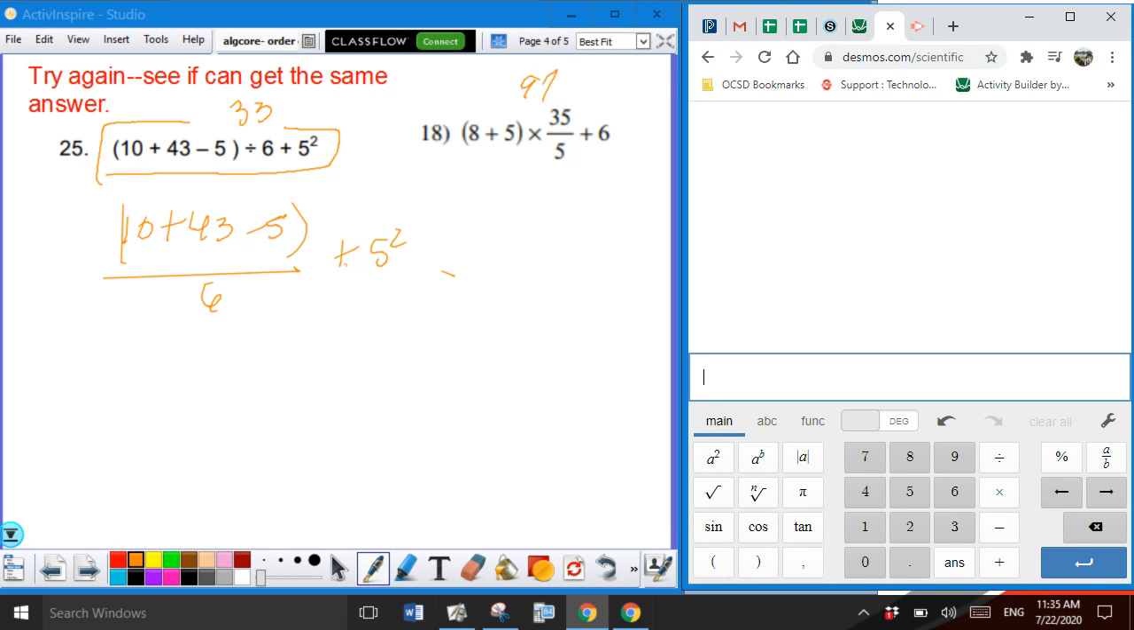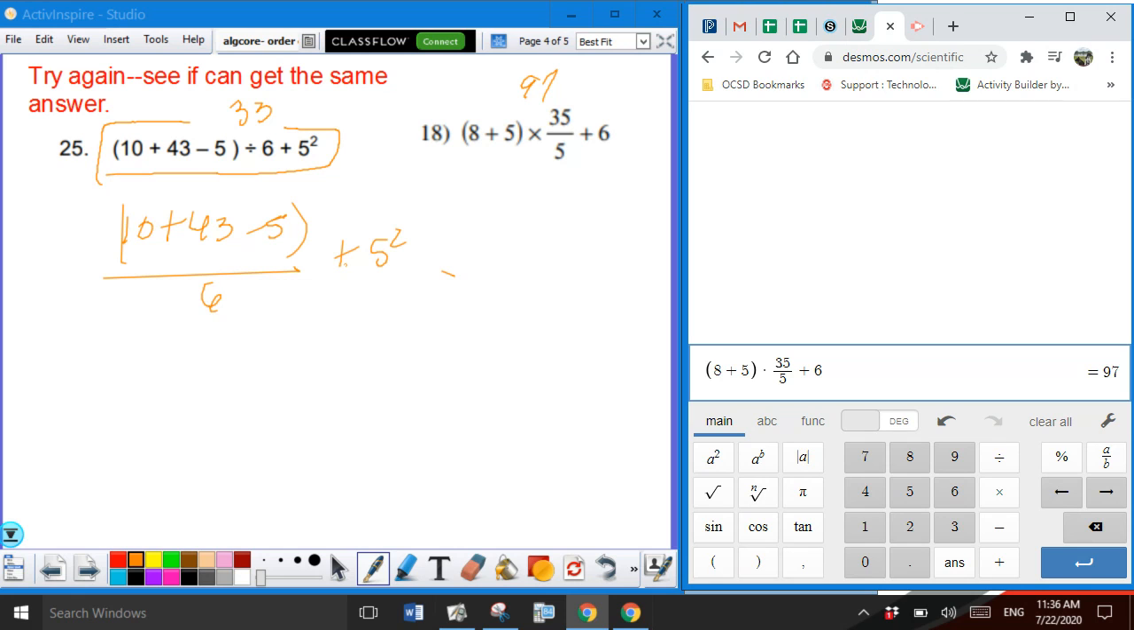Okay, so hit pause, put that in, see if you can get the answer. So parenthesis, 8 plus 5. Notice I had to come out. I'm going to multiply by 35 divided by 5. And notice I have to move over. So plus my 6. And there's my 97.